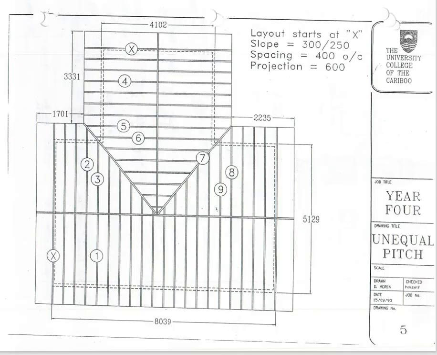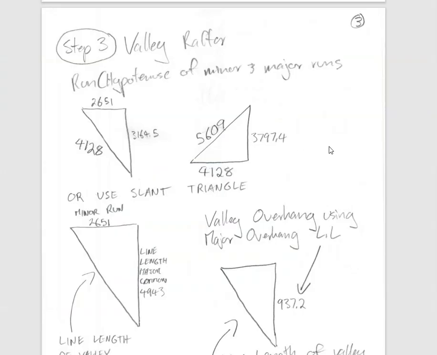Okay, the valley being obviously the rafter that runs at an angle to the minors and the majors. And let's have a look at the valley. There's a couple different ways we can find this.